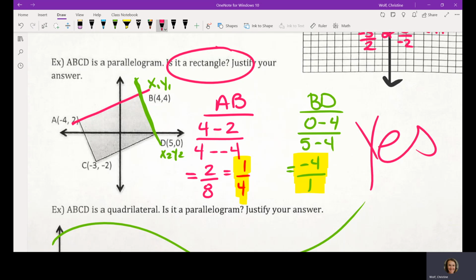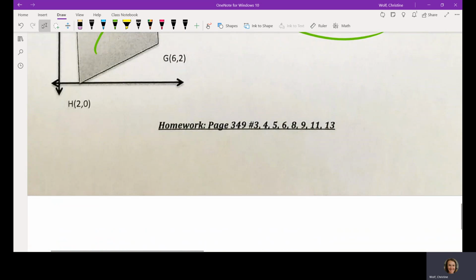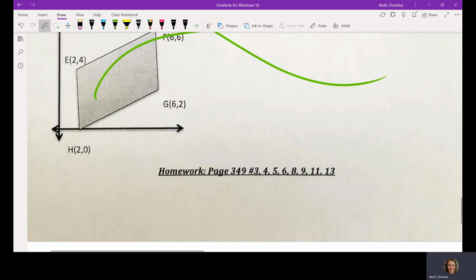And that's it. Okay. So your questions are listed at the bottom there, but I am removing question 13. Okay, you can cross that off.